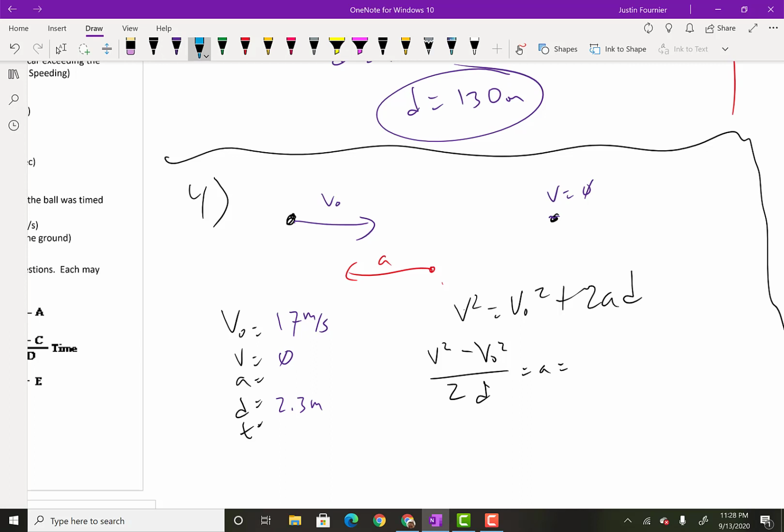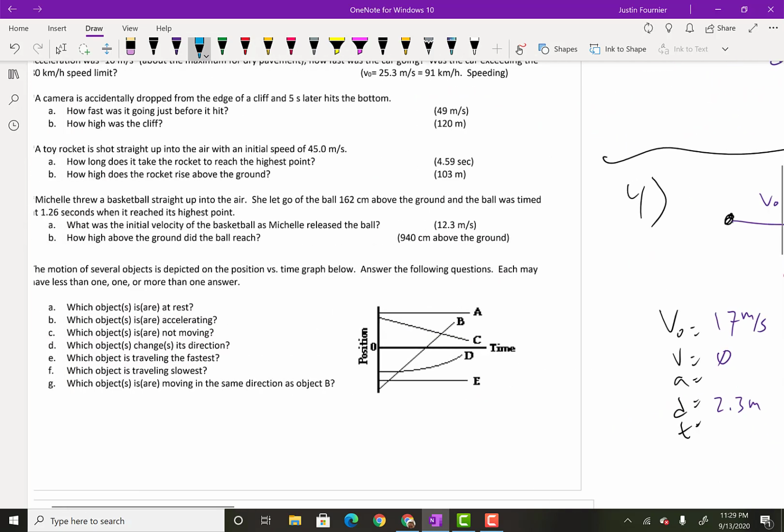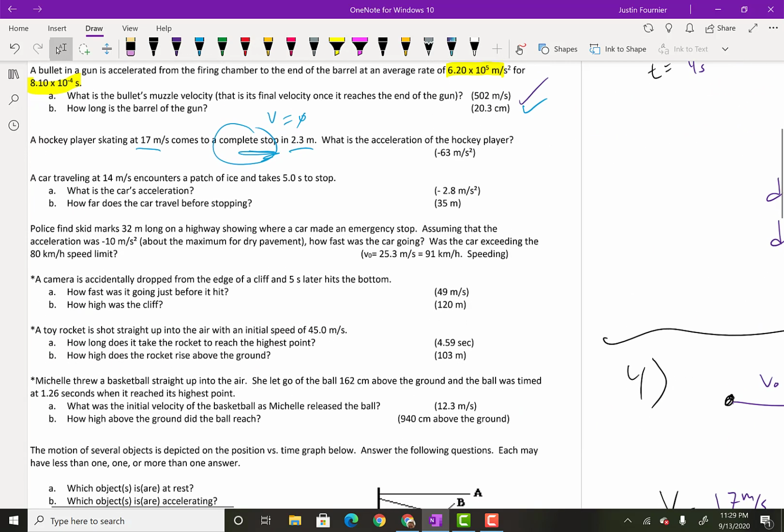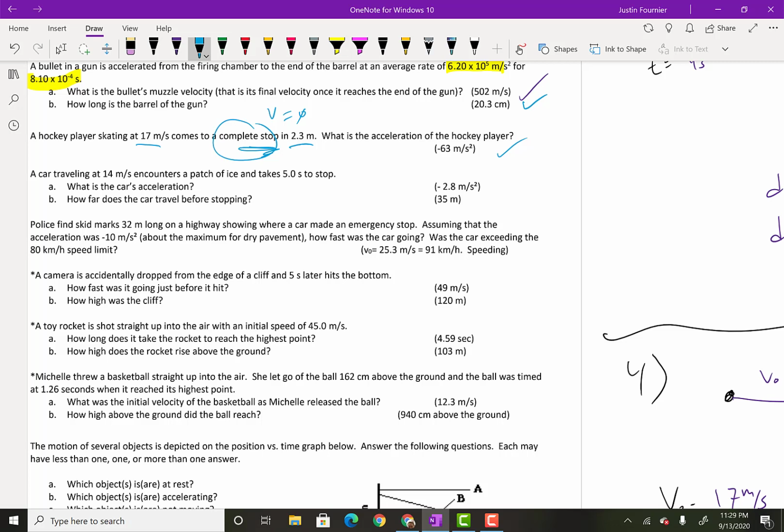So plugging in numbers now, we're going to get 0 squared minus 17 squared divided by 2 times the displacement, which is 2.3. I'm going to get an acceleration of negative, because that's again 0 minus 17 squared, so 17 squared divided by 2 times 2.3, 62.8 meters per second squared. Boom! What do I get? 62.8? 63, sure, awesome.